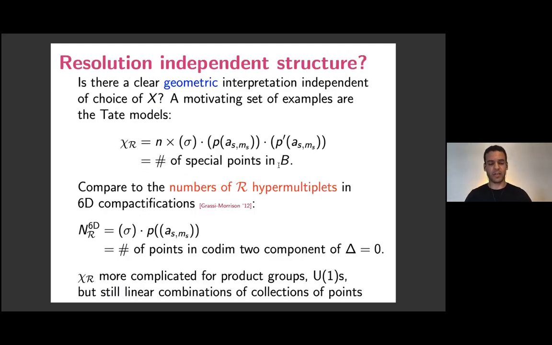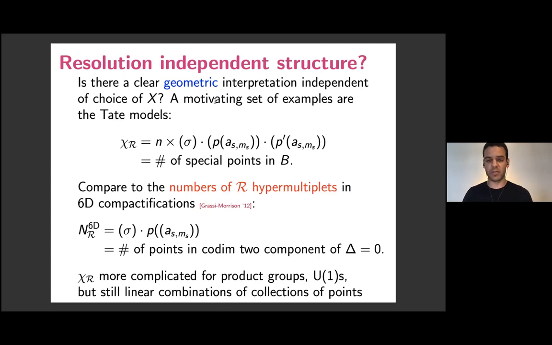But I'd like to ask if there's something more we can do here, because in some sense the result is perhaps not totally satisfying, in the sense that we're still forced to go through the procedure of resolving the geometry and inferring the chiral spectrum from the resolved geometry, and then using this result to understand something about the singular geometry, which is really the vacuum that we're interested in describing. So a question one could ask is: is there a clear geometric interpretation that's independent of the choice of X?